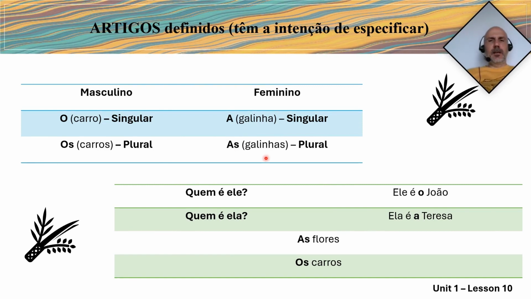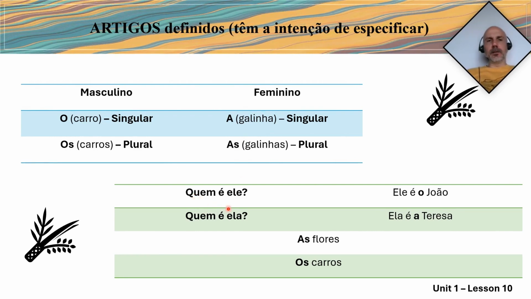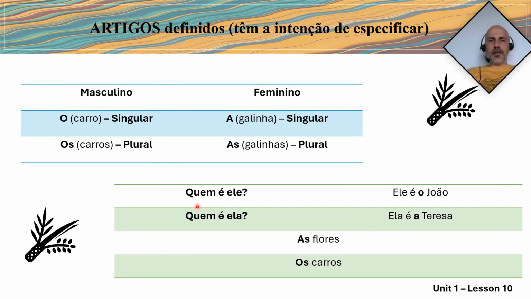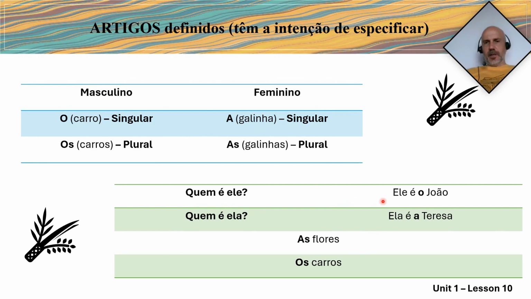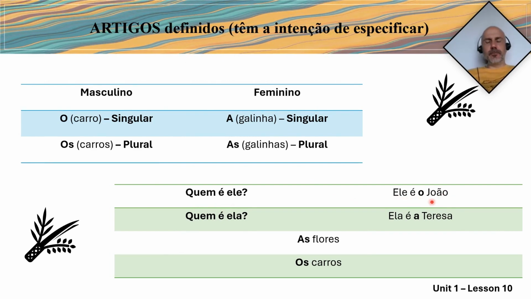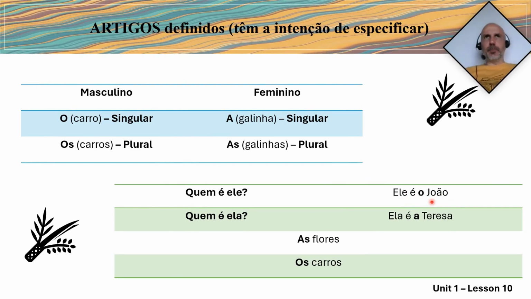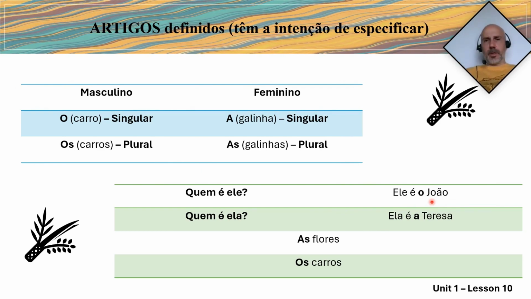Okay? Let's check a few examples. This question here, quem é ele? This means who is he? Again, quem é ele? And the answer is ele é o João. He is the John. This sounds very crazy in English, right? He is the John. He is the Pedro. He is the Rui. It just doesn't work, right?